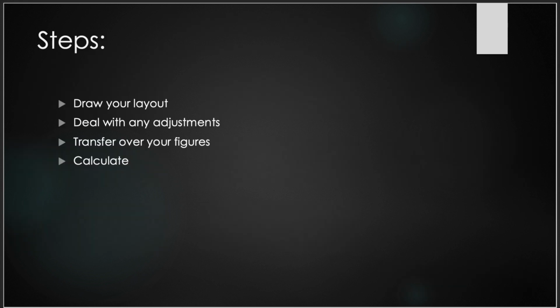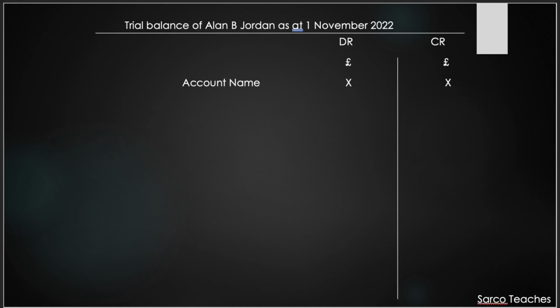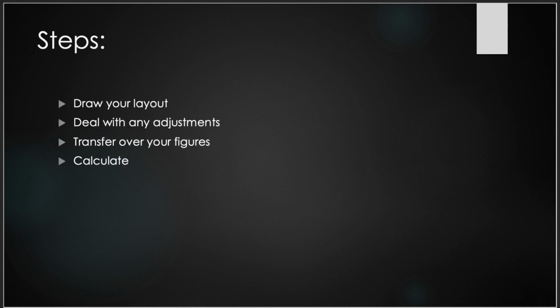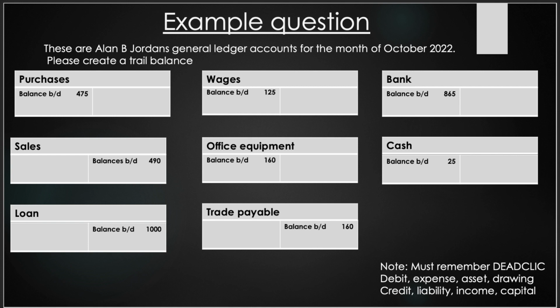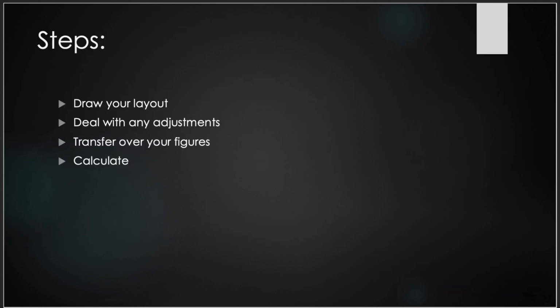So what is our first step? Our first step is to draw our layouts. Okay, so I have proceeded to draw my layout. I have the title at the top, Alan B. Jordan as my business name. Then I have the date, 1st of November 2022. So now I have that, what is my second step? Deal with any adjustments. Let's go back to our questions and see if we have any adjustments. No, we do not. So we proceed to our third step. Transfer all your figures. So let's do that.